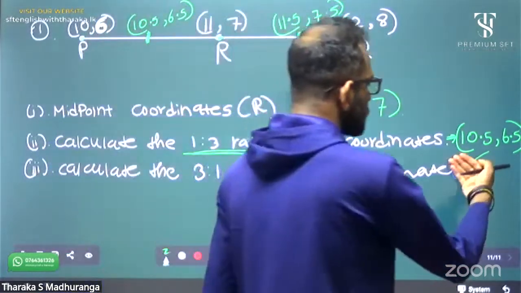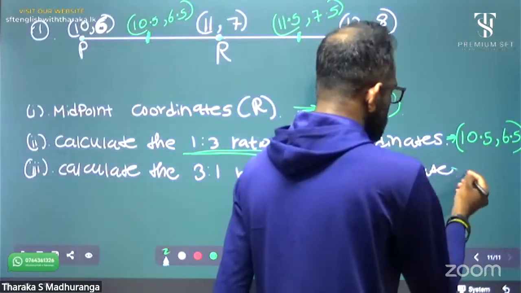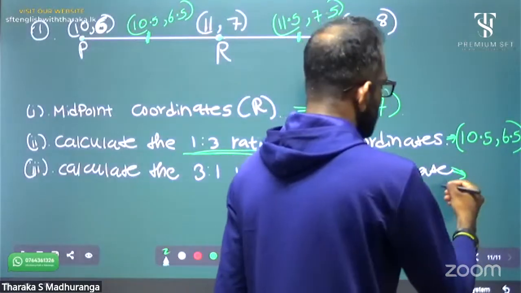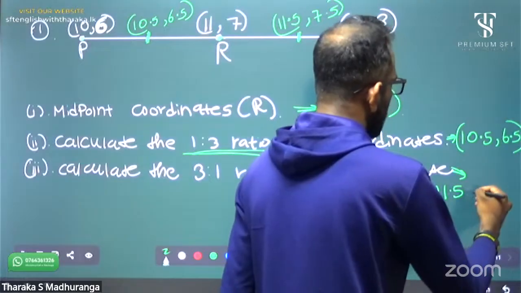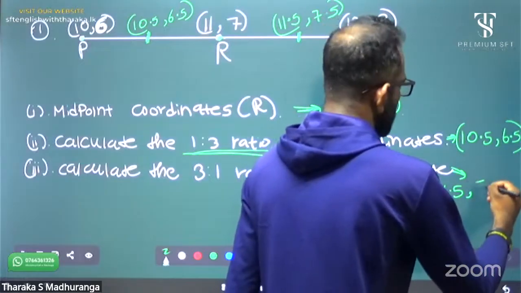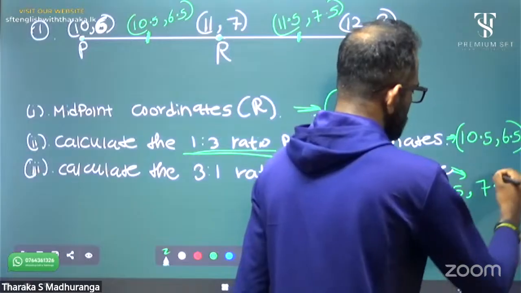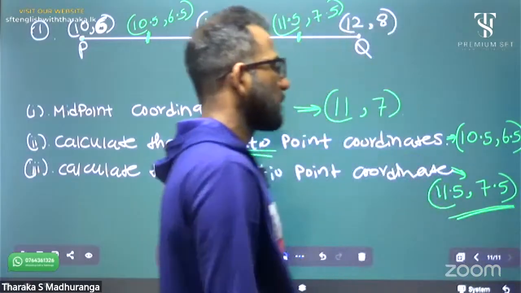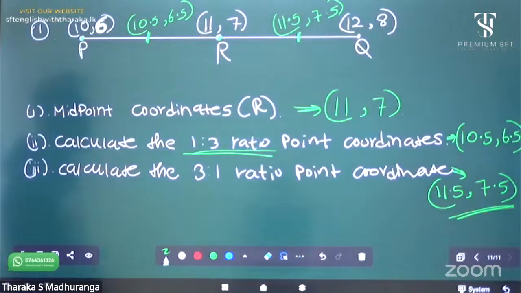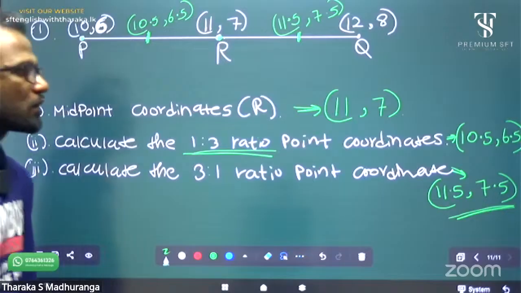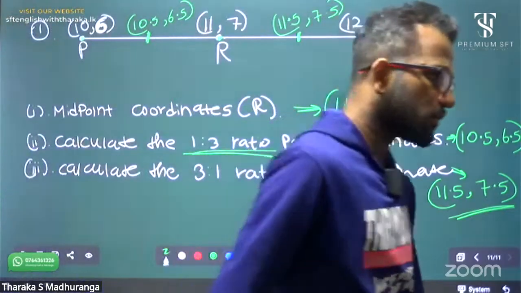Now, the 3 to 1 ratio point coordinates are 11.5 comma 7.5.